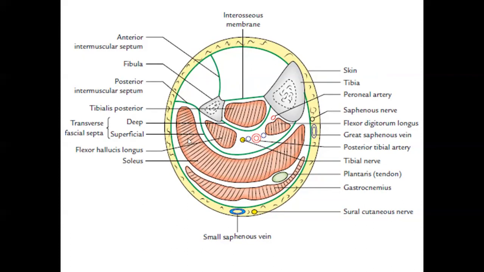The superficial part contains three important muscles. These are the superficial muscles of the back of the leg, which are the gastrocnemius, the soleus, and the plantaris muscle.